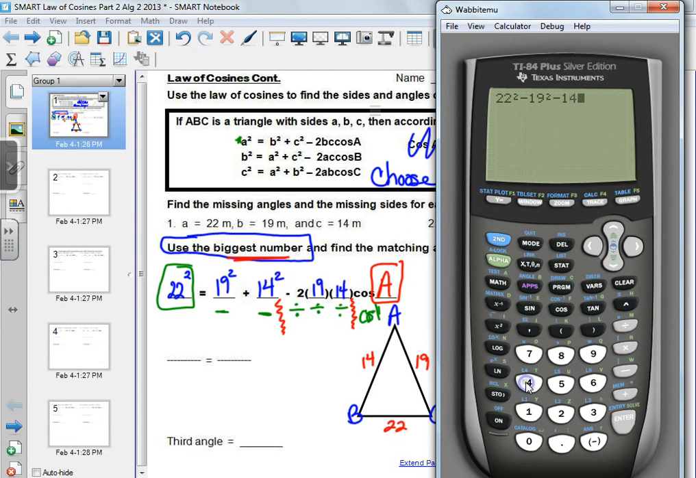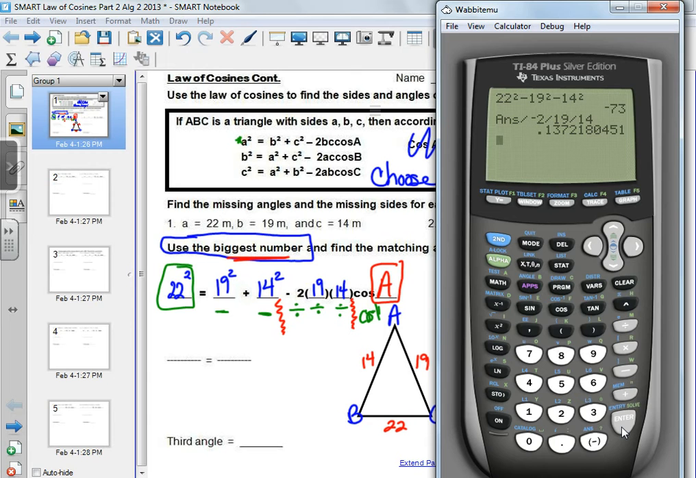And then what did I say that little squiggle meant? Hit enter. You got a negative 73. Now I'm going to take that negative 73, and I'm going to divide it by, this is the part that some kids screw up, a negative 2. See, that's a negative 2. And then we're going to divide by the 19, and then we're going to divide by the 14. And then what's that squiggle mean? Enter. And I got a teeny decimal.